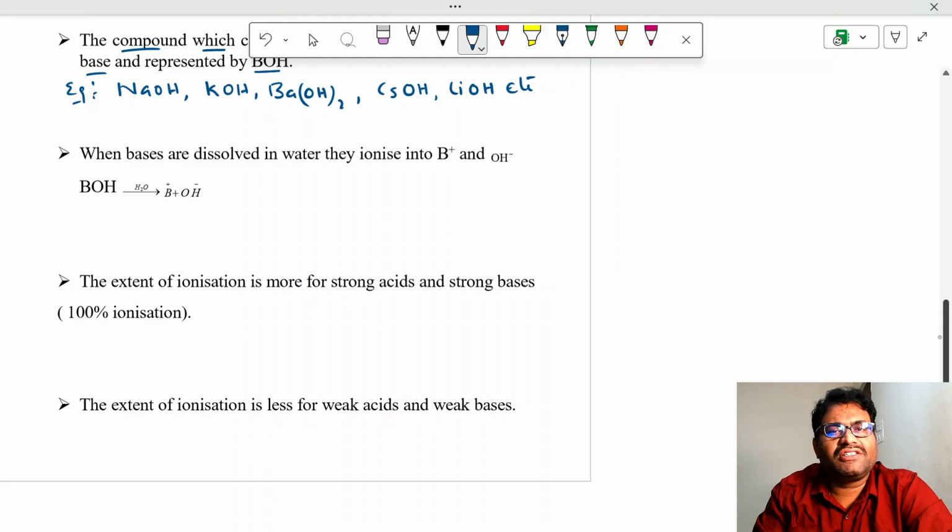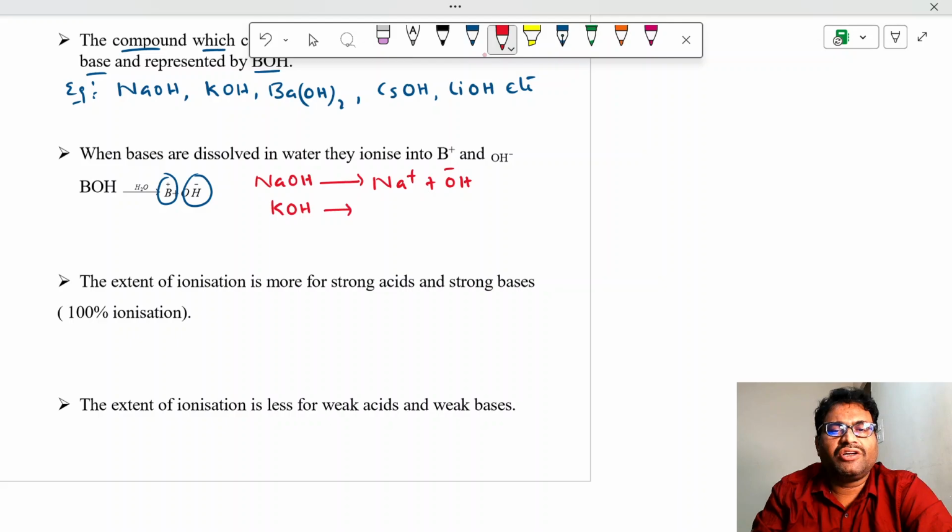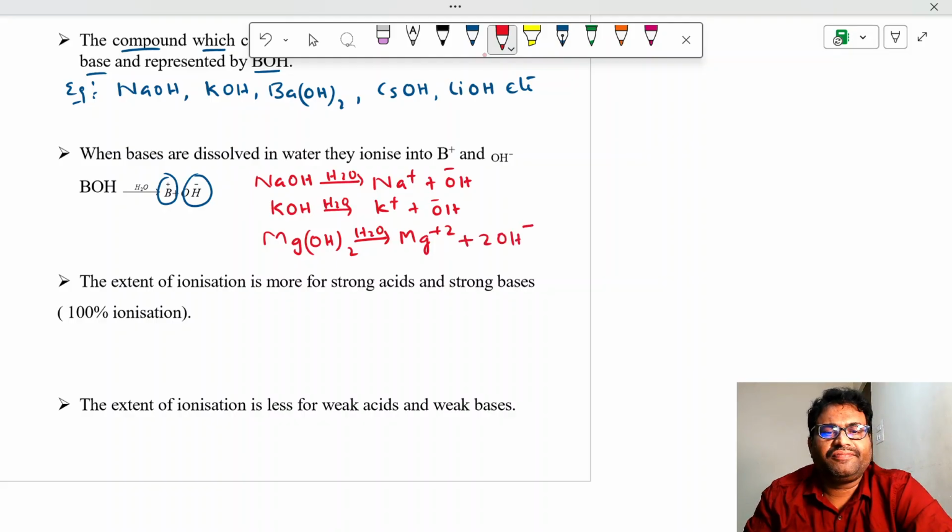When the base is dissolved in a particular solvent, it releases B plus and OH minus. For example, NaOH dissolved in water gives Na plus and OH minus, like KOH gives K plus and OH minus. Magnesium hydroxide dissolved in water, when dissolved in a particular solvent, gives Mg plus 2 and 2OH minus.